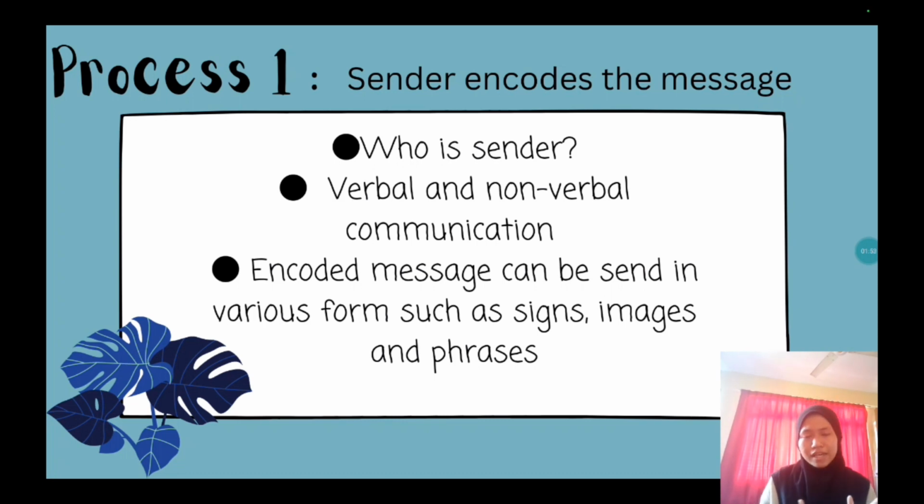The encoded message can be sent in various forms, such as signs, images, phrases, or words that are easier for the receiver to understand the whole message. Encoding is very crucial, as incorrect encoding may lead to confusion and misunderstanding for the receiver.